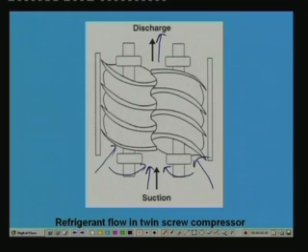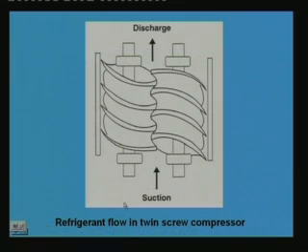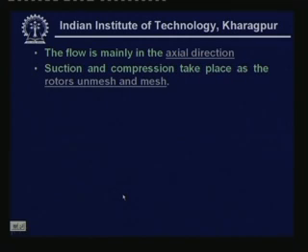Both the female and male rotors are housed in a housing. As you can see, the refrigerant flow is basically in the axial direction, it flows in this direction, and this is the axis of rotation. Suction and compression take place as the rotors mesh and unmesh.